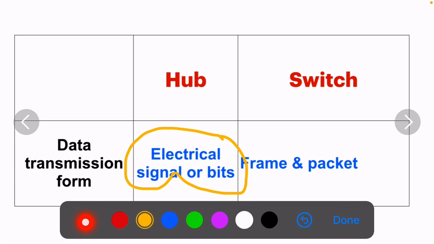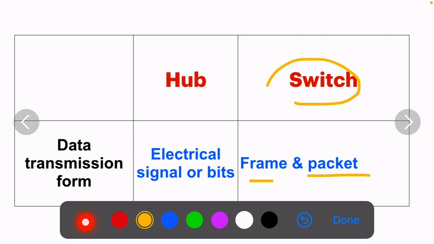Therefore the data transmission form of a hub is bits, and in a switch there are frames and packets. If it is a basic switch, then it will use frames at the data link layer, and if it is an advanced switch, that is OSI reference model layer 3, the network layer, then it will process the information in the form of packets.